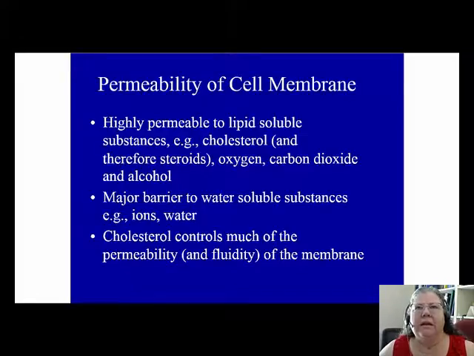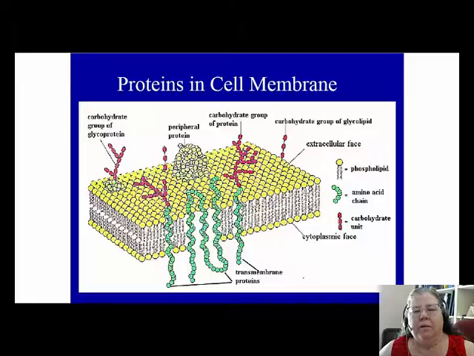On the other hand, water and those charged ions within the water do not cross cell membranes easily, and so there have to be other structures that allow those substances to pass, and those are pumps and pores. We'll talk about them in the first classroom lecture. Cholesterol controls the permeability and the fluidity of the cell membrane. This is simply a diagram showing the phospholipids here with their hydrophobic portions facing in and their hydrophilic portions facing out.